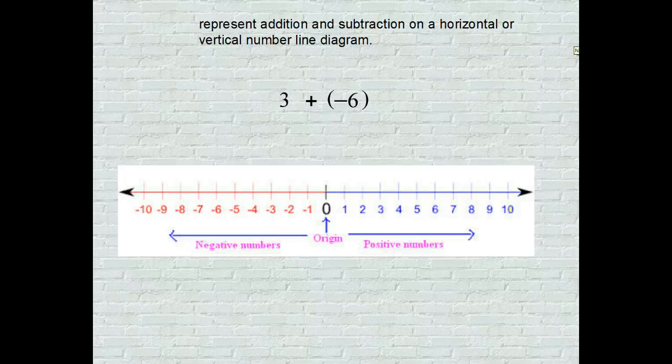Number 4. 3 added to negative 6. Stay consistent here. Start at 0. It says to go to positive 3 first. 1, 2, 3. Maybe a little arrow there.